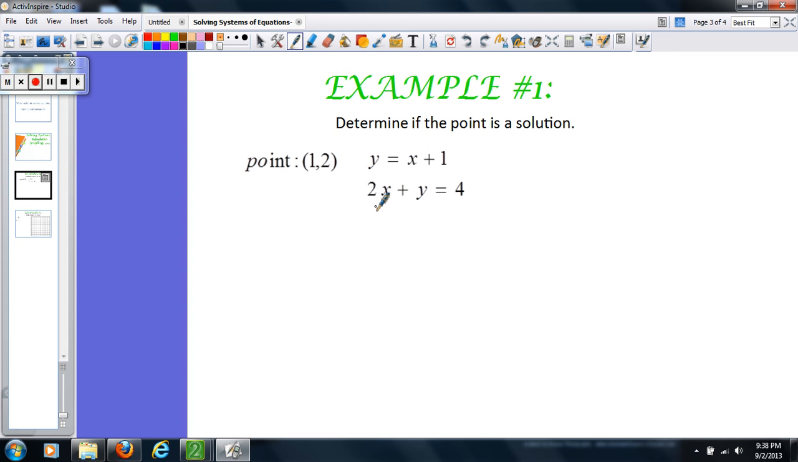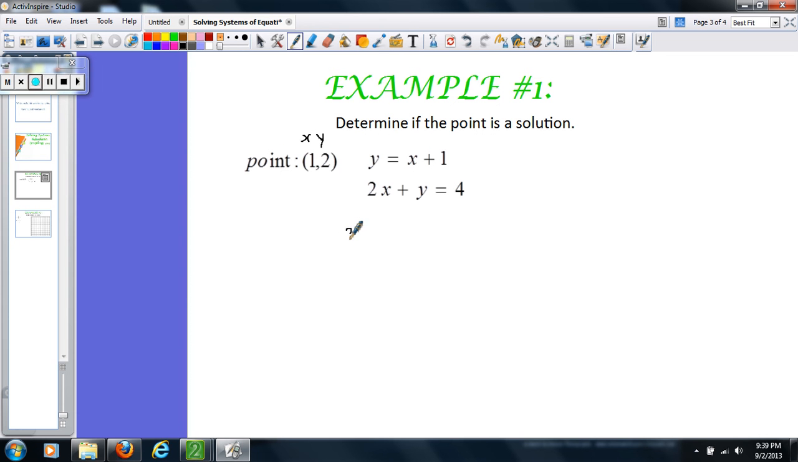So just to start, I want you guys to look at this problem. For example 1, we're going to determine if the point (1, 2) is a solution for this system. You're going to see where this actually comes into play with the graphing itself. So we should know that the 1 is the x coordinate and the 2 is the y coordinate. So what you're going to do is plug these in for both equations, and simplify. If they give you a true statement for both equations, then it is a solution.